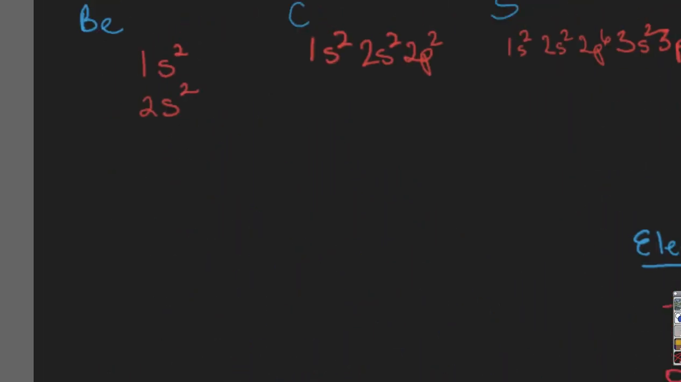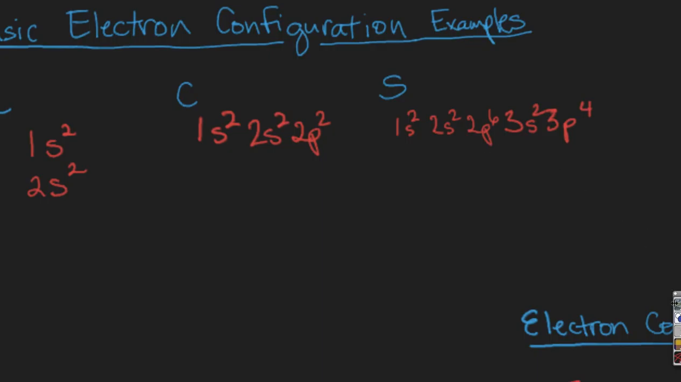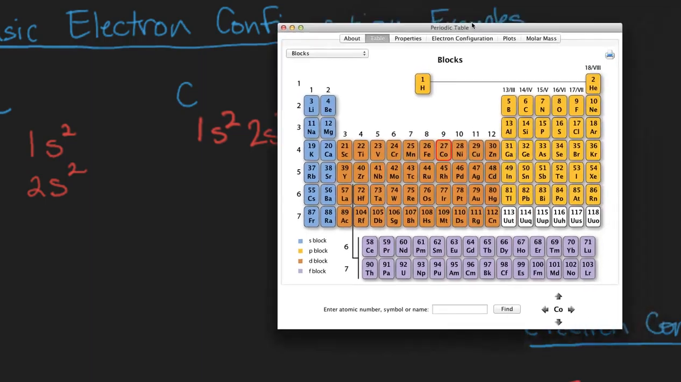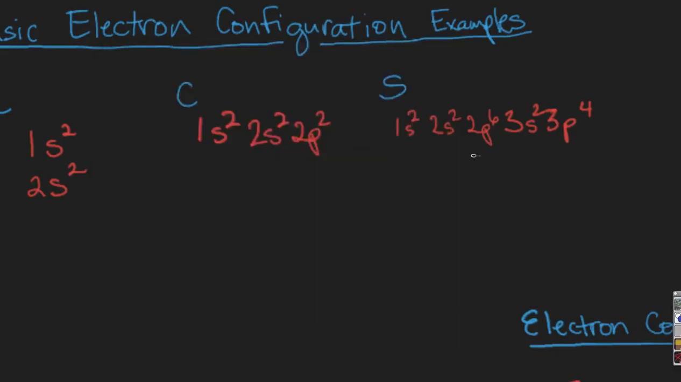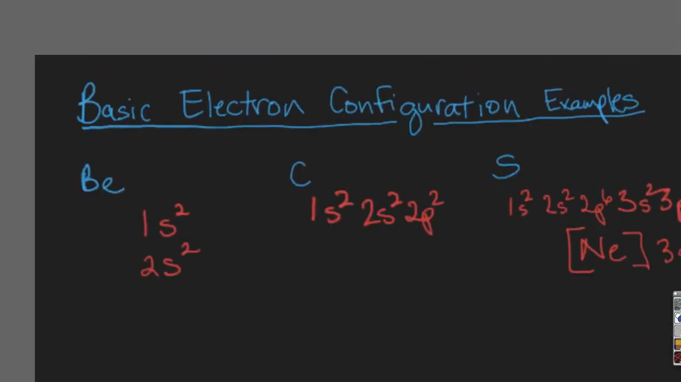Real quick, we could have written sulfur, for instance, a little bit longer, using the shorthand method. And the shorthand method allows you to use the noble gas on the row before to represent everything that came up to it. So this would be all the way through 2p6. We could have written neon, then the remainder of 3s2, 3p4.